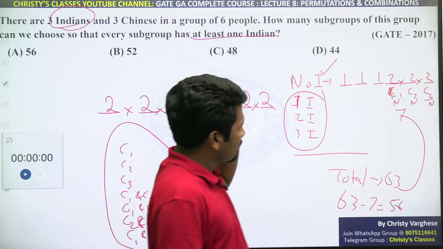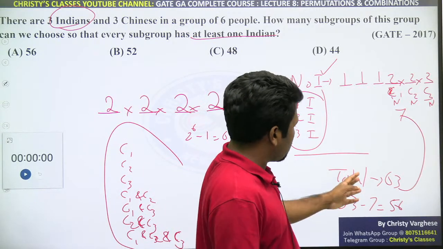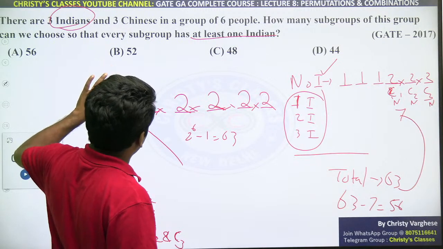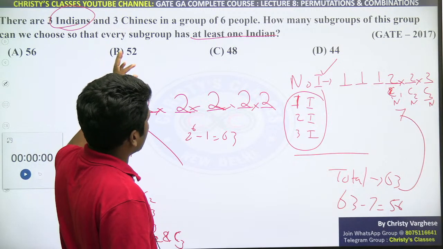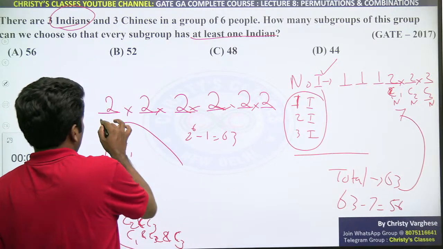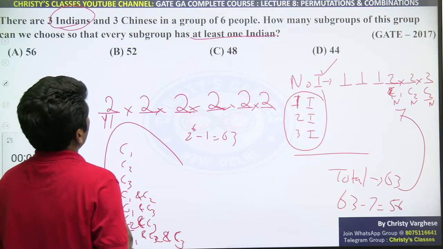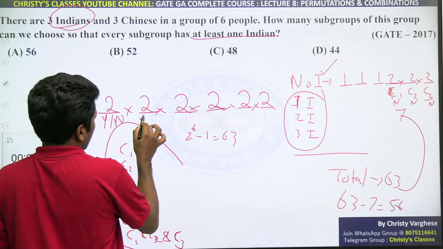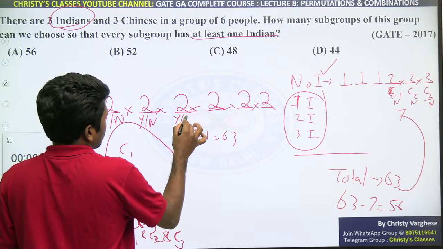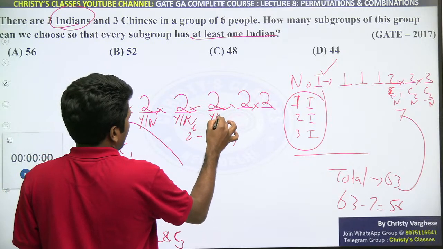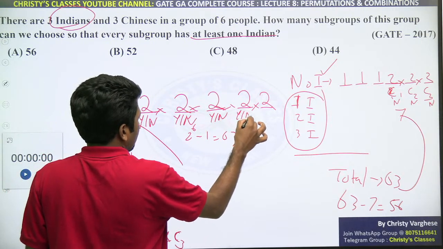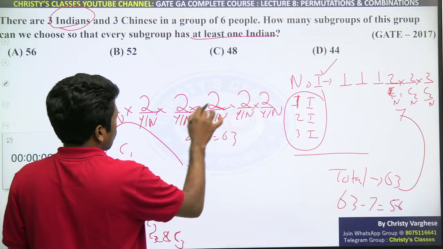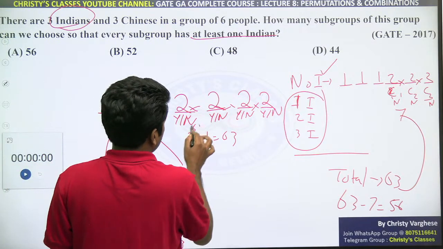Speaking of Indians, so total possibility will be: every person either can be part of that subgroup or not part of the subgroup. So if you are asking do you want to be part of the group, they can say yes or no. Each of them can say yes or no. So those are the 2 choices they are given. That means everyone saying yes or no. So 2 into 2 into 2 into 2 into 2 into 2, 2 raised to 6 possibilities.